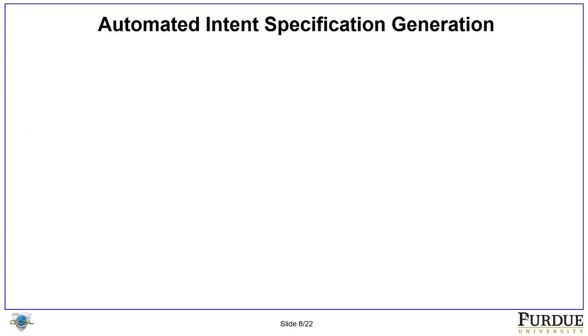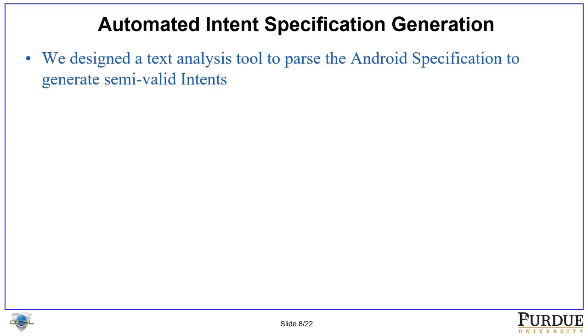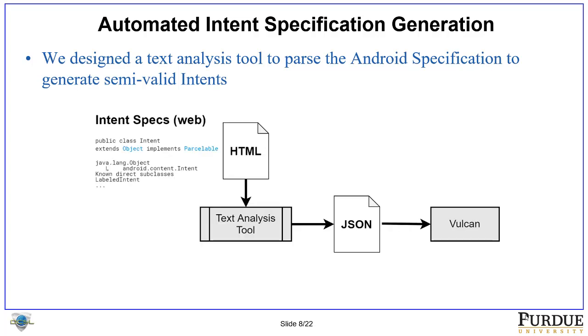To maximize the effectiveness of our semi-valid intent injection campaign, we wanted to generate the intents following the Android specification. In preliminary experiments, we found that most of the intents that we generated randomly were discarded by the Android runtime. This motivated us to intelligently generate intents by combining only the valid fields instead of just randomizing the values of fields. Therefore, we built a text analysis tool that parses the Android specification that is publicly available on the web. This text analysis tool then generates a JSON file that is used as an input for Vulcan in order to generate the semi-valid intents.